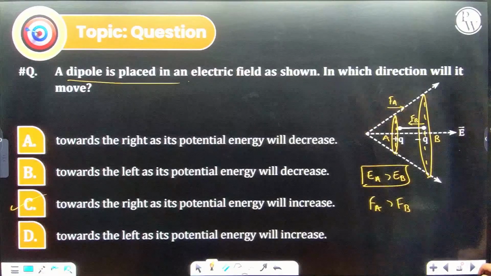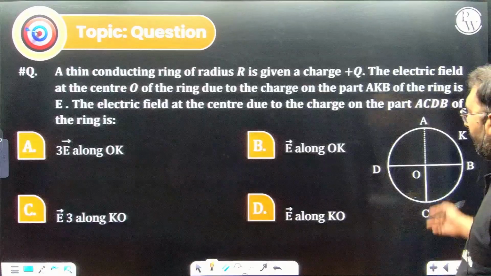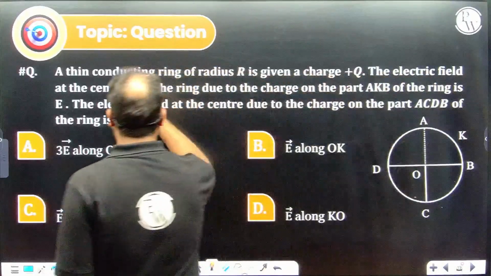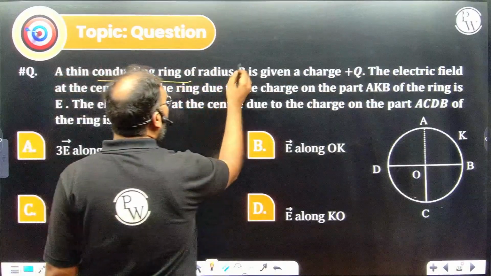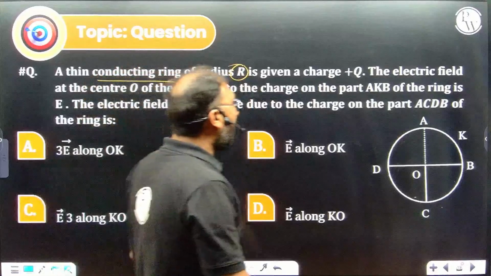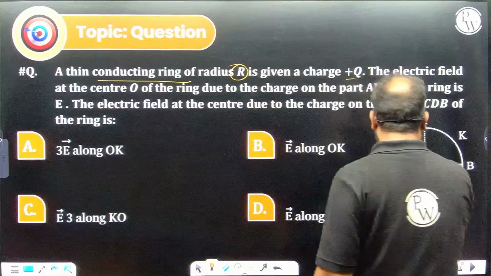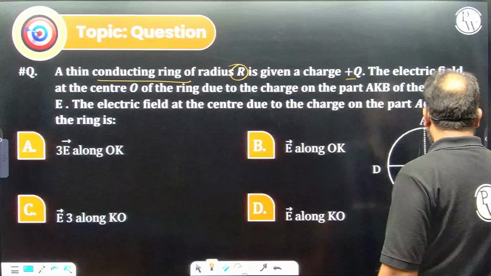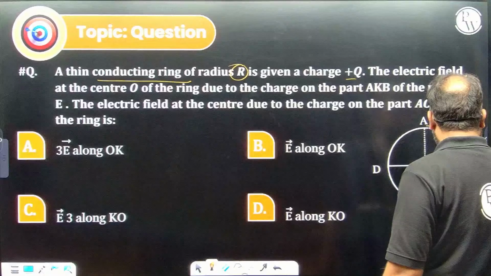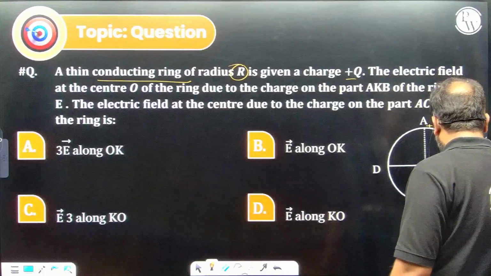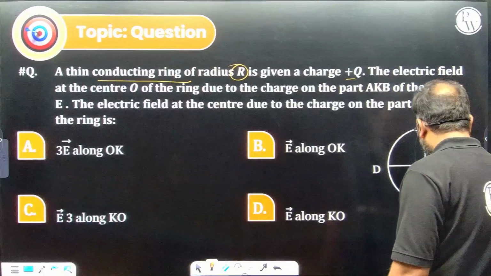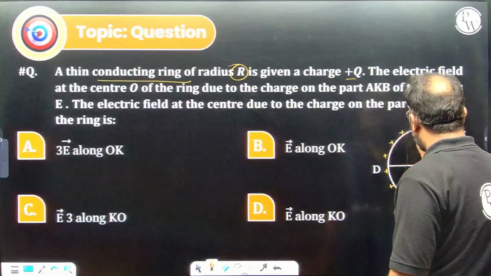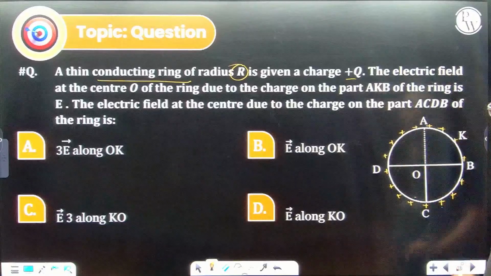So these are some of the questions that I have discussed. Again we have one more question. Let's see this. A thin conducting ring of radius r is given a charge of plus q. So I have given a plus q charge on this entire ring. Since it is a conducting ring, this charge is going to distribute uniformly on the surface of the ring. So uniform distribution of charge will take place.